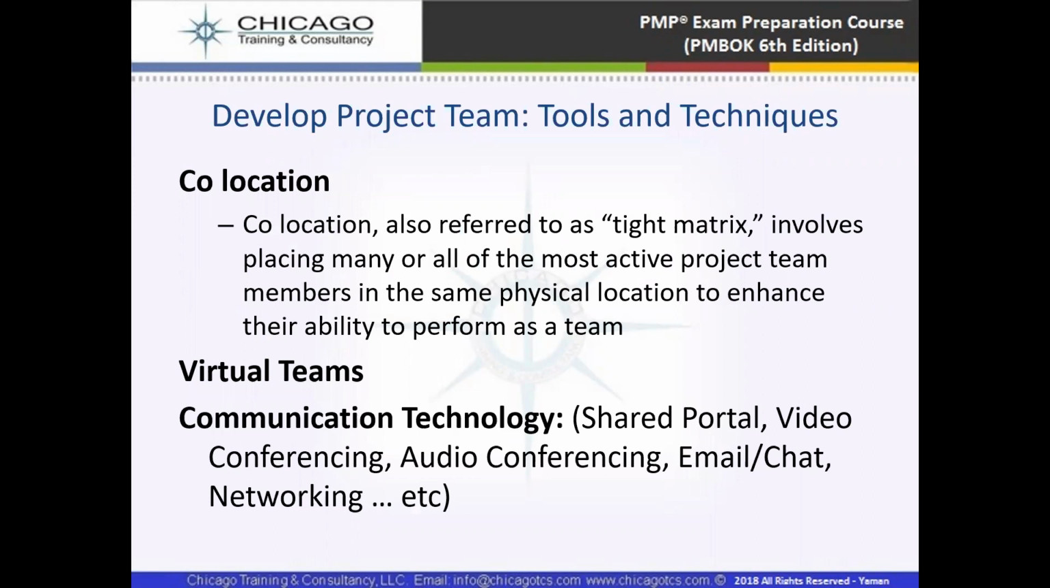And then there is co-location, which is also referred to as a tight matrix. It involves placing many or all of the most active project team members in the same physical location to enhance their ability to perform as a team. And then we have virtual teams also to discuss. And then we have communication technology such as a shared portal, video conferencing, audio conferencing, email, chat, networking, etc.